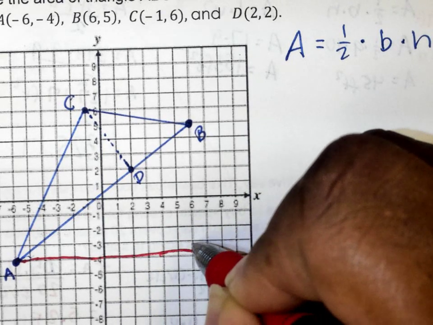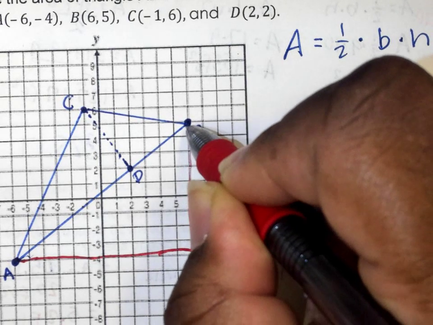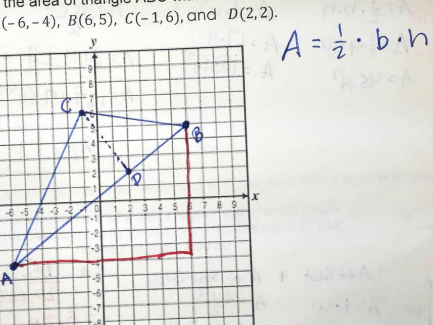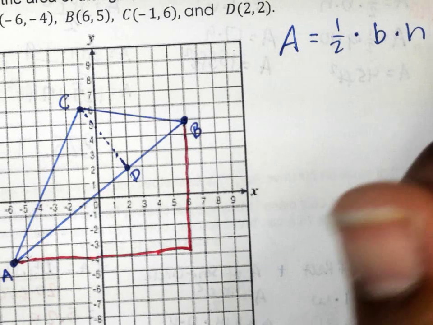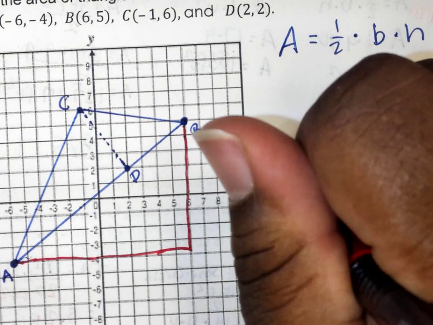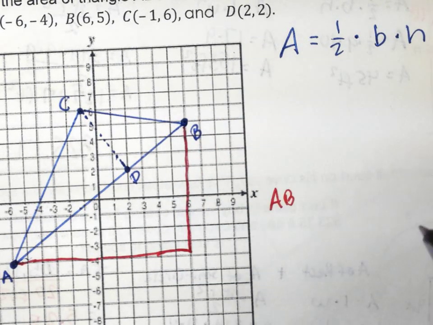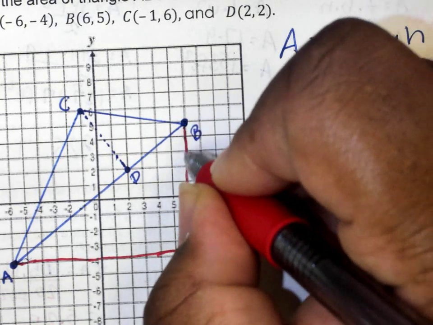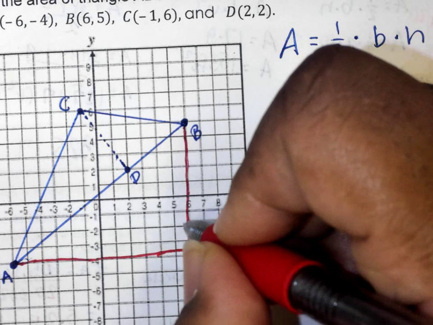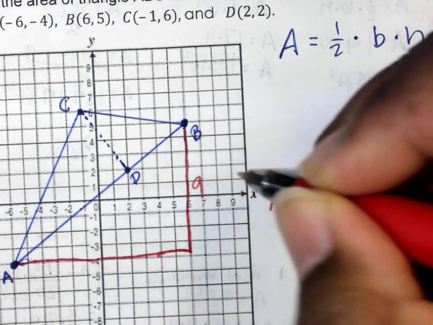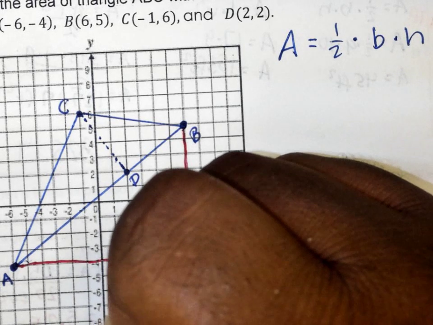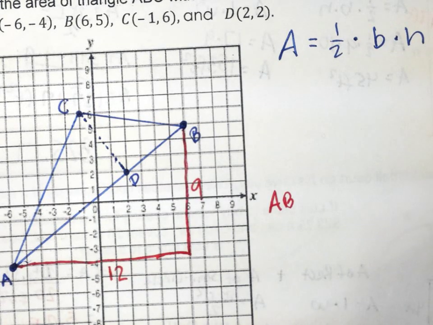So Pythagorean, the first way is going to go from A to B. That's going to give me my base. I'm going to do it down here. So AB is going to be, and then this count right here is 5 to negative 4, that's 9. The count this way is from negative 6 to positive 6. That's 12. So that's 9 and 12.